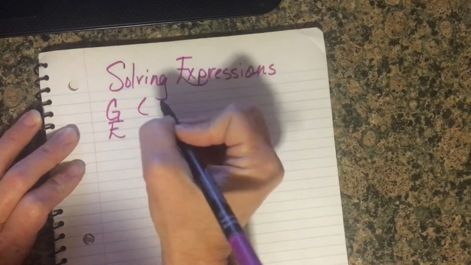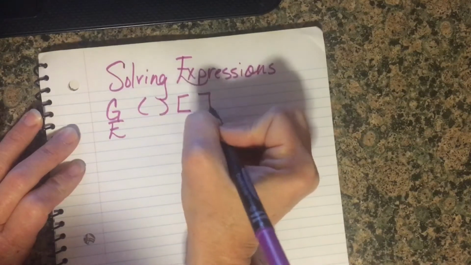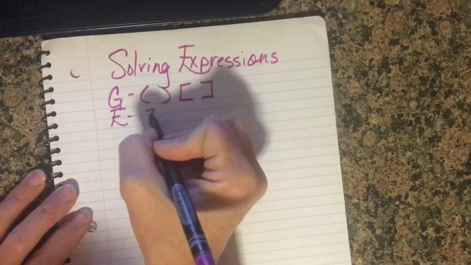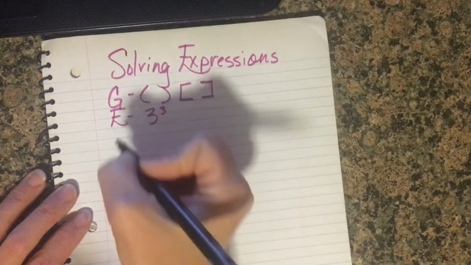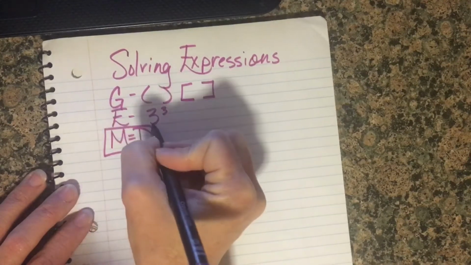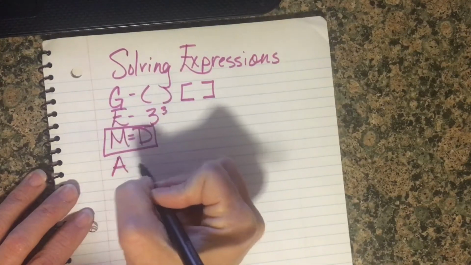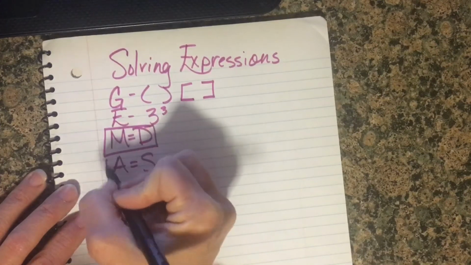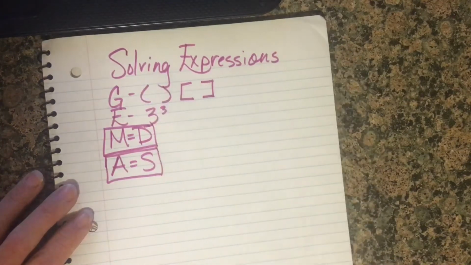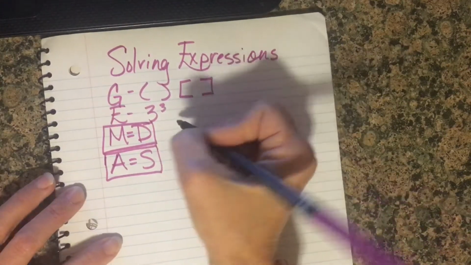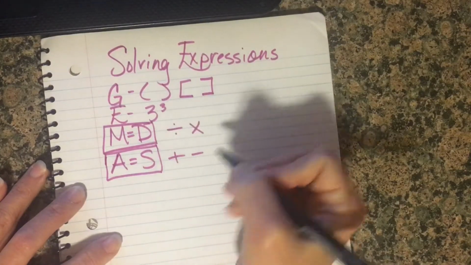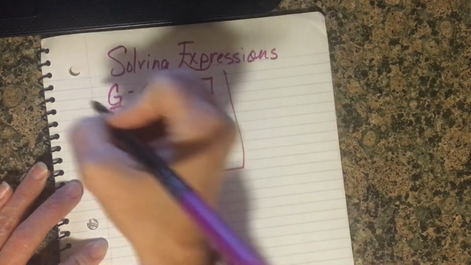So you have your grouping symbols, which are parentheses and brackets. Your exponents, which are coming next year. Multiplication and division, which are equals, and we solve left to right. Addition and subtraction, also equals. We solve left to right, and we do it last unless it's within the grouping symbols. So if you can just remember these rules and this order, it will help you with this whole unit.